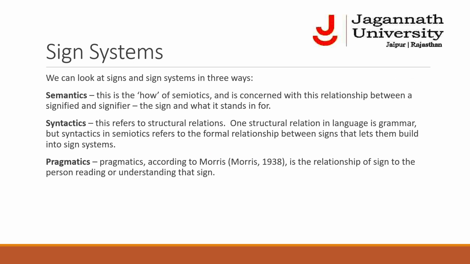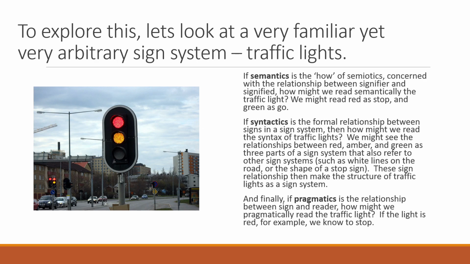Then comes syntactics. This refers to structural relations. One structural relationship in language is grammar, but syntactics in semiotics refers to the formal relationship between signs that lets them build into sign systems. Third is pragmatics. Pragmatics, according to Morris 1938, is the relationship of the sign to the person reading or understanding that sign. Let us understand this with an example.